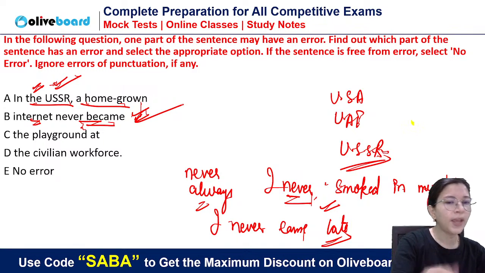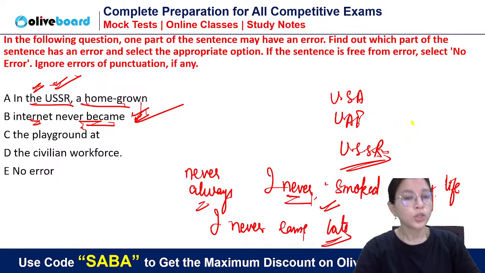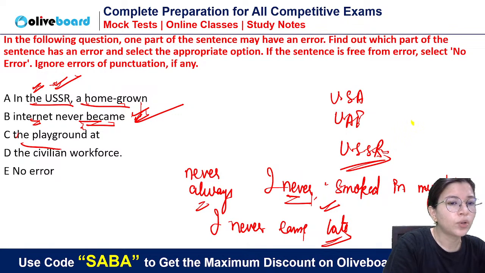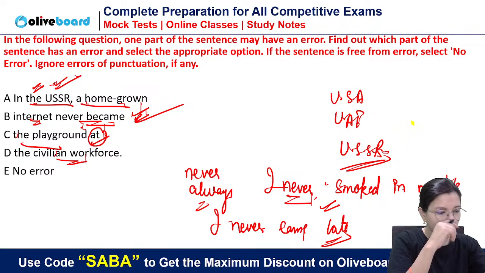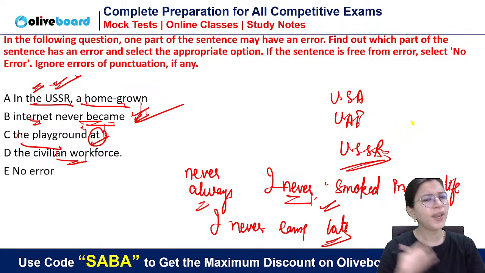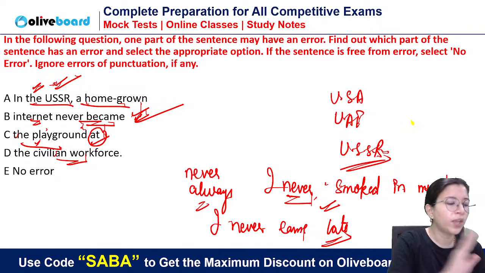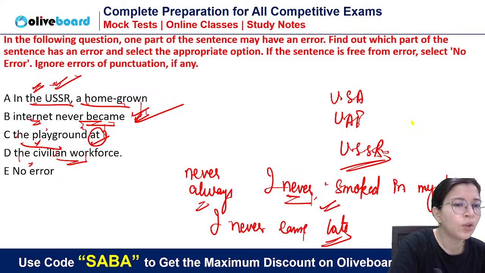So there is no error in A, there is no error in B. Okay? So a homegrown internet never became the playground at the civilian workforce. Now the point is whether this at can be correct or not. Now tell me, in any of the context can this at be correct? Never became the playground. Till playground, there is no error and there is no error in D. The only confusion is related to this preposition at.